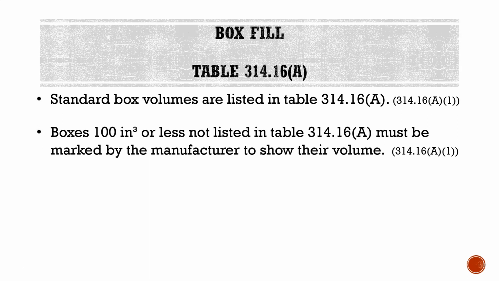Boxes 100 cubic inches or less not listed in table 314.16a must be marked by the manufacturer to show their volume. So any box we have that's within that size realm, it should have a stamp from the manufacturer to show what the actual volume of it is. If the box is larger than 100 cubic inches, then we would just field measure out the dimensions of that box and then figure it ourselves.